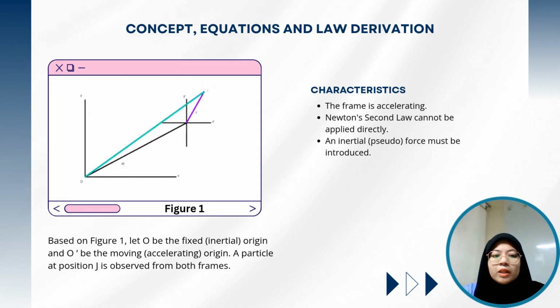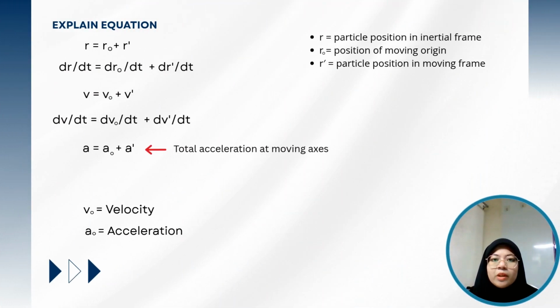Based on figure 1, let O be the fixed inertial origin and O prime be the moving accelerating origin. A particle at position P is observed from both frames. The characteristic is that the frame is accelerating. Newton's second law cannot be applied directly and an inertial force must be introduced. Next, I will explain the equation.